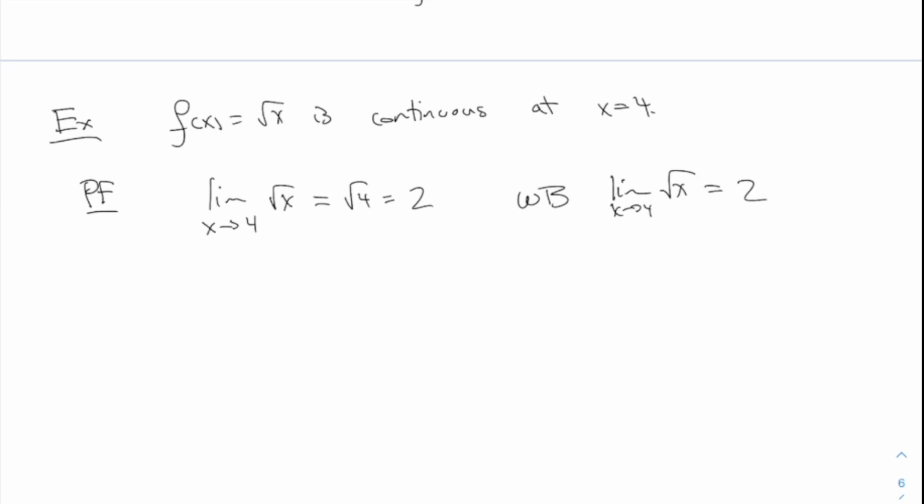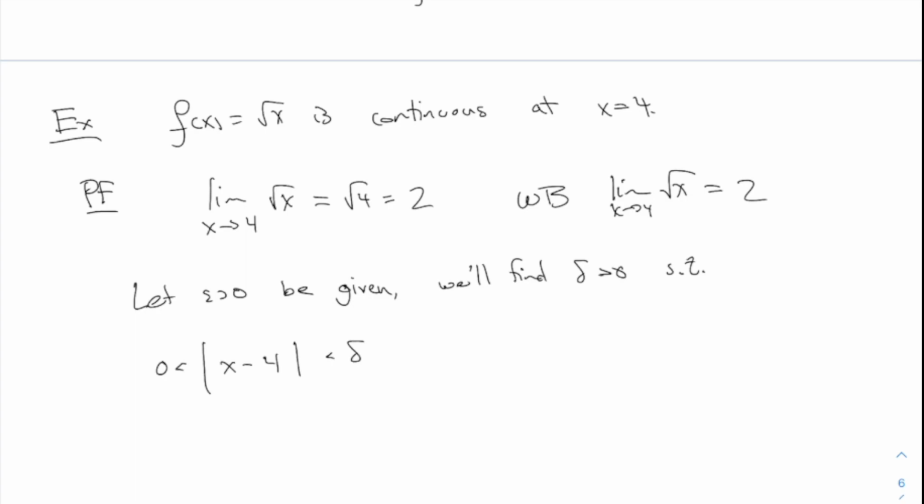And from now on, it's just like one of those other problems that we've done a few times before, yesterday, right? This is just a standard showing the limit equals something. So let's try to do it. Let epsilon greater than 0 be given. In 5 minutes, I think we can do it. We'll find delta greater than 0 such that 0 less than |x minus 4| less than delta implies |root x minus 2| less than epsilon.